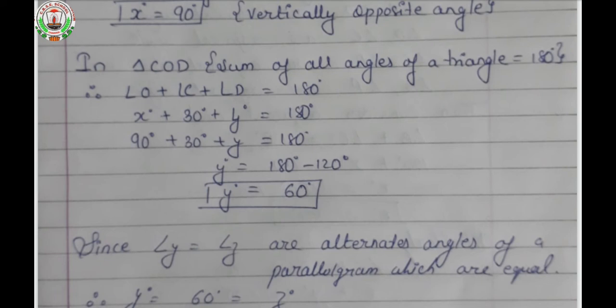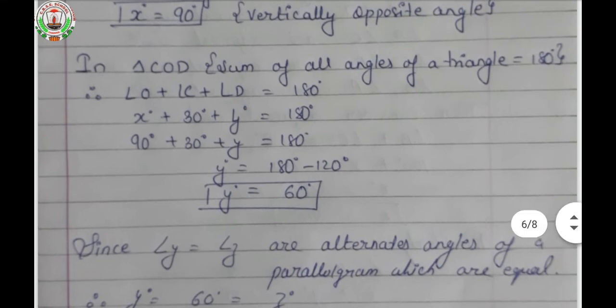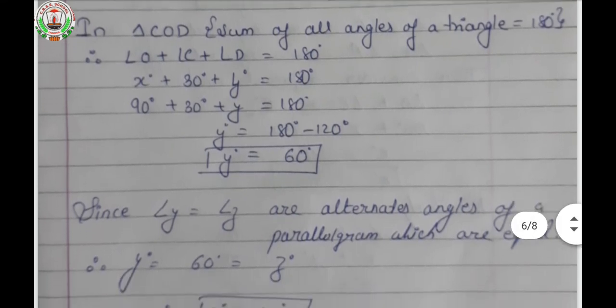Then directly we are going to transpose 120 from the left hand side to the right hand side. So it becomes Y degrees is equal to 180 degrees minus 120 degrees. Therefore, while subtracting 180 minus 120 degrees, what will we get? We will get 60 degrees, isn't it? Therefore, Y is equal to 60 degrees.